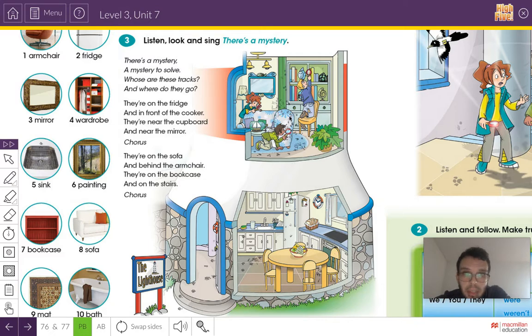Where's the bookcase? Well, here it is. They're on the bookcase. So there's tracks everywhere. Okay, so that's what it's talking about. Whose tracks are they?